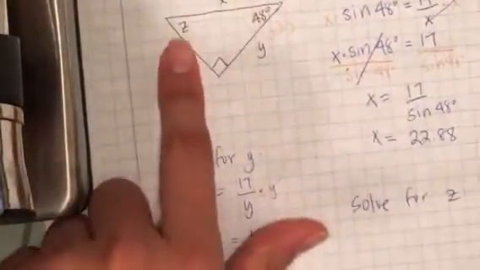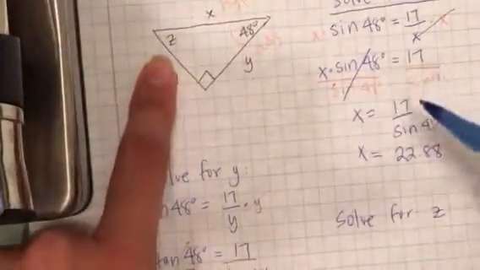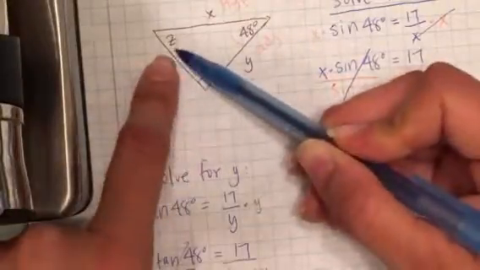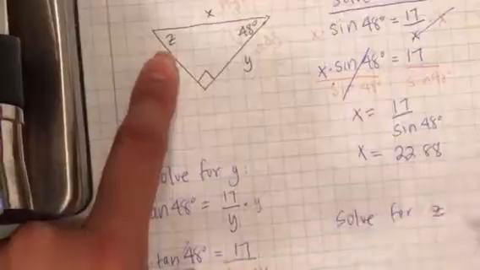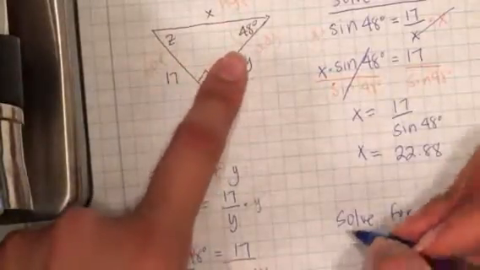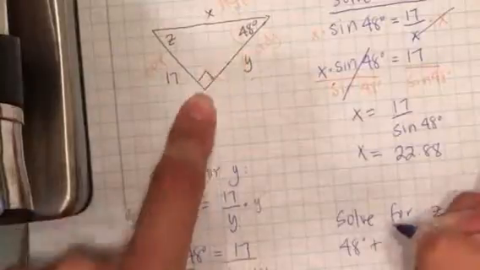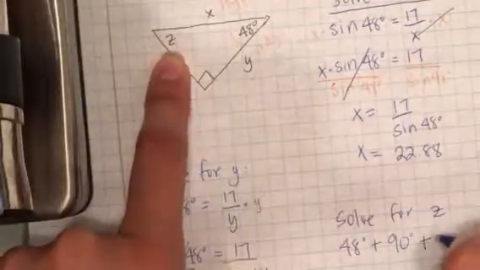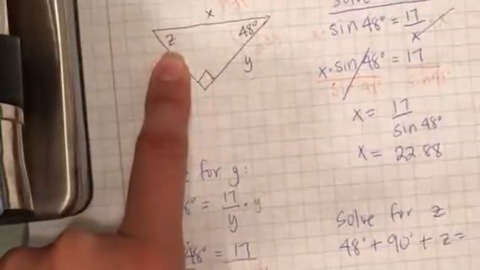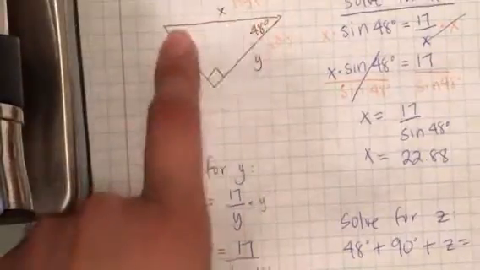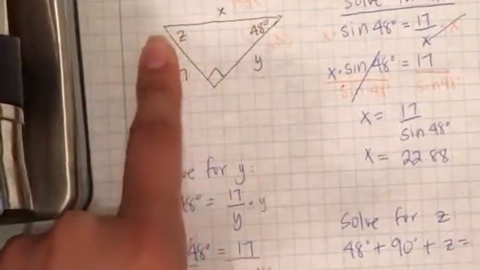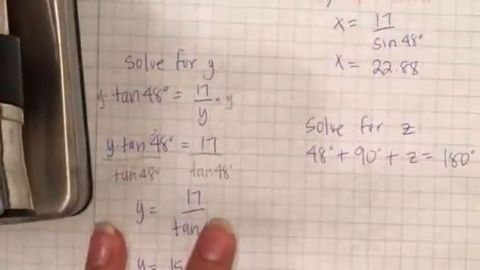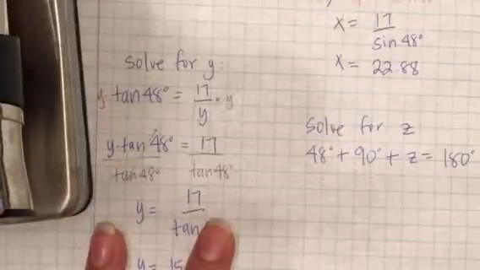So here's what I'm going to do. For z, I'm going to set up an equation with everything that I have. I have 48 degrees, I have a 90 degree angle, then I have z, which I don't know. So I have 48 degrees plus 90 degrees plus z, and that's going to be equal to, what are all three of these equal to when I add them up? They should equal 180 degrees. You guys see what I'm doing? Okay, so now what am I going to do?